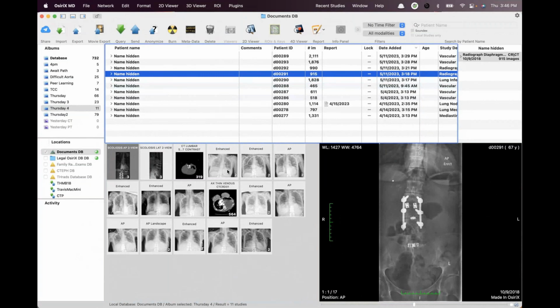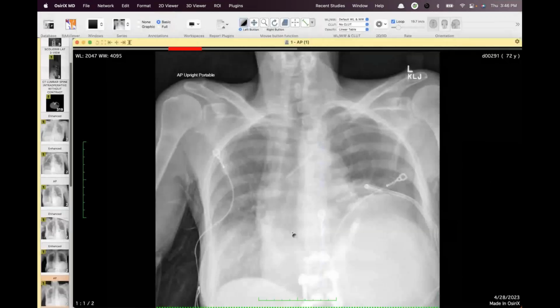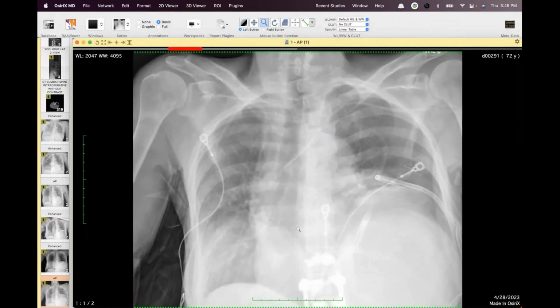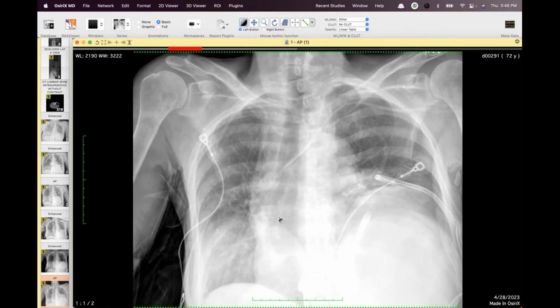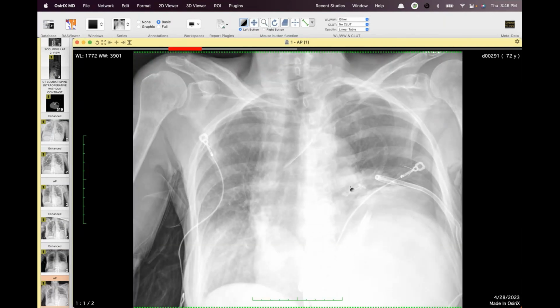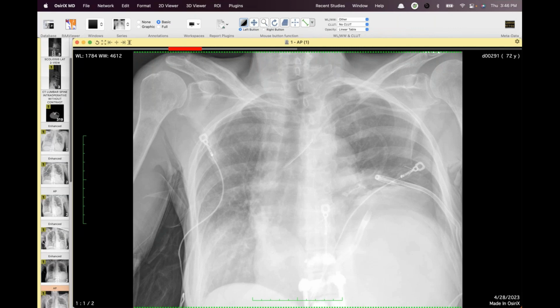So I'll show you what I read. Again, we still get way too many daily ICU radiographs, and the trainees love to hem and haw over whether there's a little bit of atelectasis down here or whatever. I don't care because the major thing is right here, which wasn't being addressed.